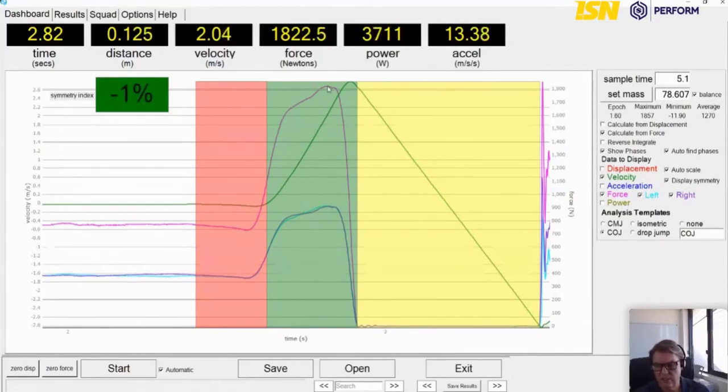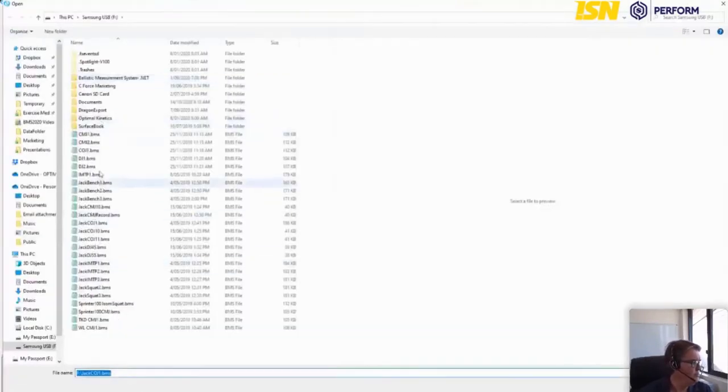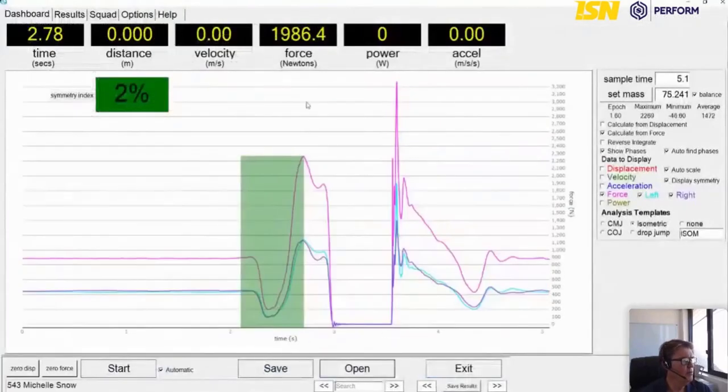Now this eccentric utilisation ratio, which we don't have time to go through at the moment, is just the ratio of this force here, 1,822 newtons, divided by, and we'll just go back to a counter movement jump in the same athlete, this peak force here, which is the peak force during a counter movement jump. That ratio is the eccentric utilisation ratio. Again, it's very useful for determining how well they can use that additional eccentric stretch to enhance their concentric performance.